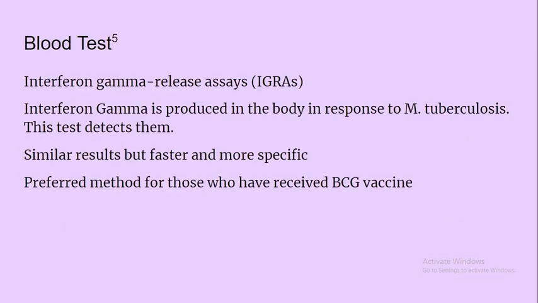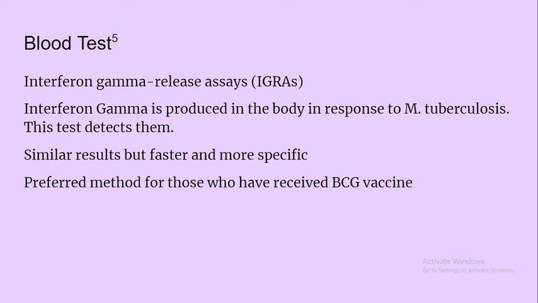As far as blood tests, it's called IGRA, interferon gamma release assays. So basically, interferon gamma is produced in the body in response to M. tuberculosis, and this test is basically a way to detect the interferon gamma. And the test is pretty similar in results compared to the TST skin test, but it's faster and more specific. So this might be an option for someone, like I said, where it's more time sensitive to get them a diagnosis.